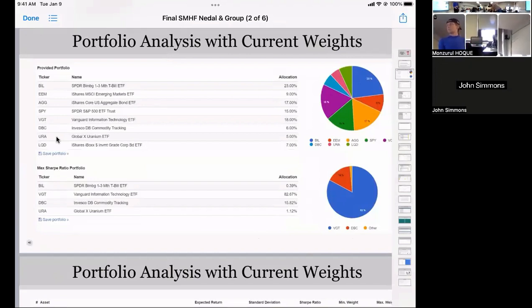So this is our portfolio analysis with the current weights that were given. First, BIL was given 23%, EEM 9%, AGG 17%, SPY 15%, VGT 18%, DBC 6%, URA 5%, LQD 7%.